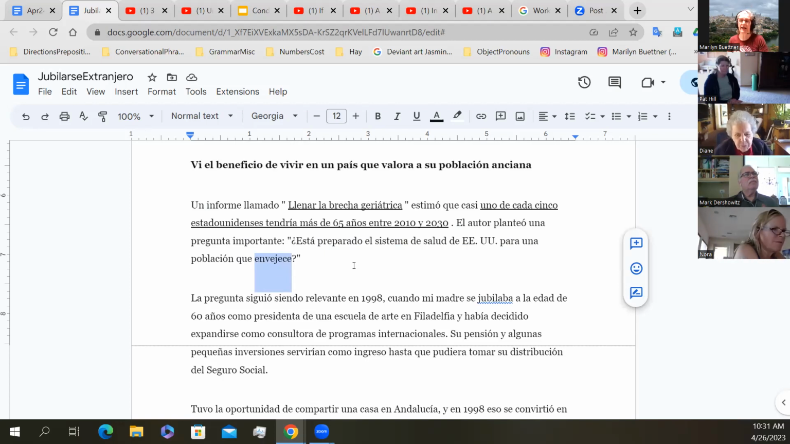Envejecer means getting older, aging. And buried within there is that little root that viejo comes from. Even though you don't have V-I-E-J-O, yeah? Envejecer is the verb morph from that word viejo. So that's something you might have gotten from context. Maybe, yeah. Relevante is a word you don't need to look up.